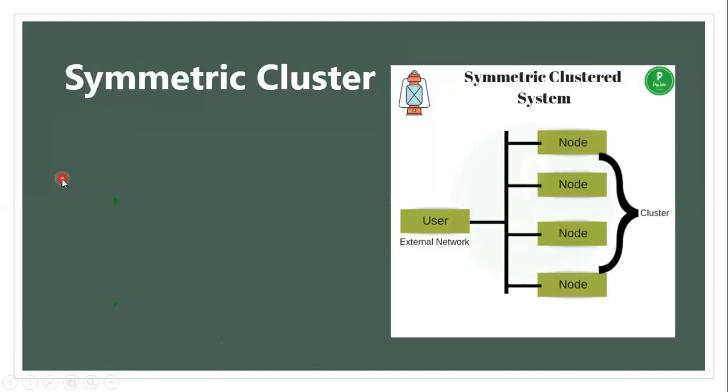So this is a symmetric cluster system where all the nodes are connected in the form of a sequential order. In this type of cluster system, all the nodes run applications and monitor other nodes at the same time. So there is nothing like a master or slave. All the nodes are equally preferred and all the nodes will be able to manage each other equally.